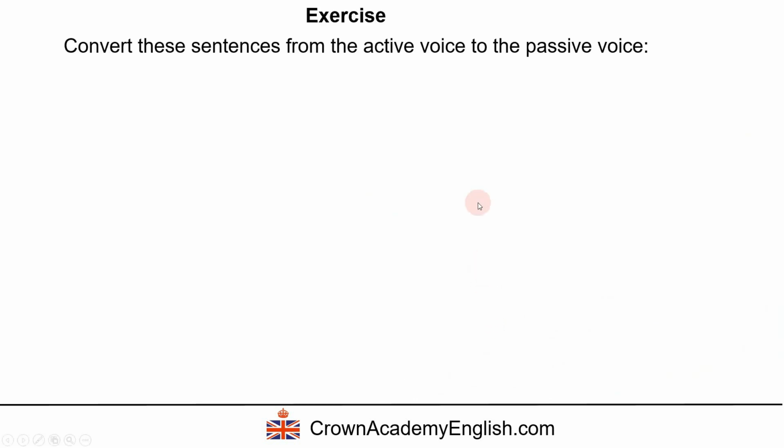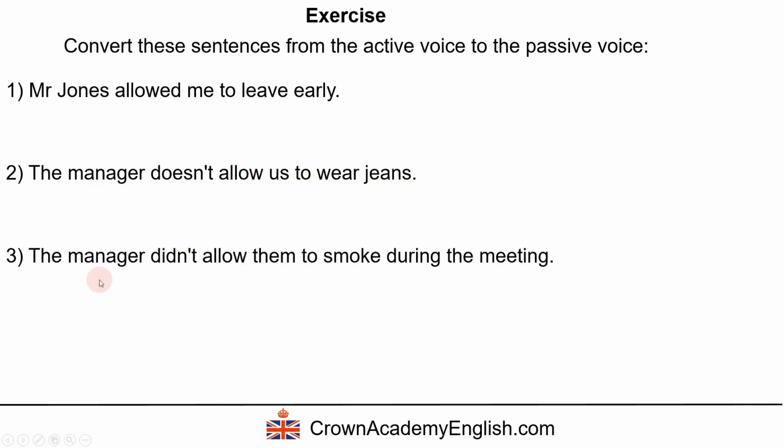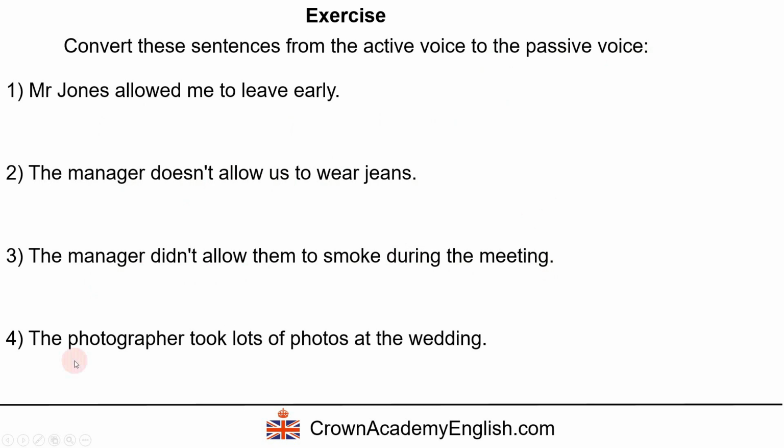Okay, exercise time. There are 5 questions for you. I want you to convert these sentences from the active voice to the passive voice. Number 1, Mr. Jones allowed me to leave early. Number 2, the manager doesn't allow us to wear jeans. Number 3, the manager didn't allow them to smoke during the meeting. And 4, the photographer took lots of photos at the wedding. Now be careful of number 4. That is an irregular verb.